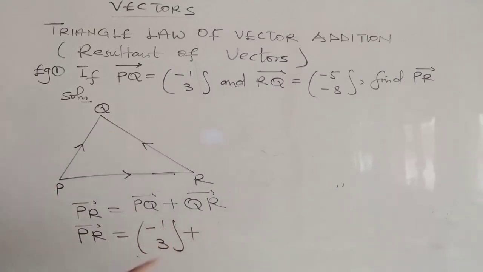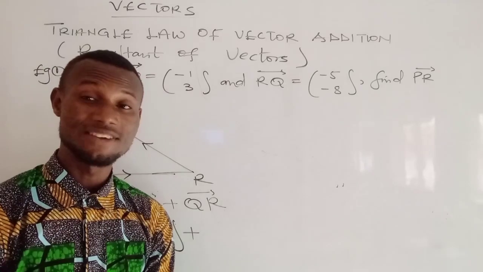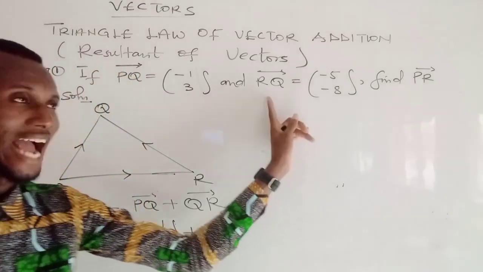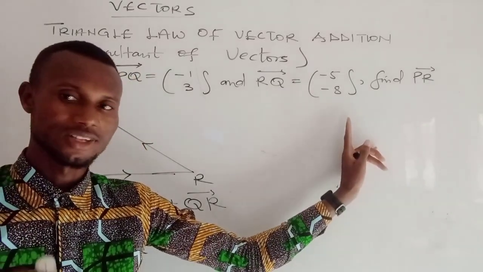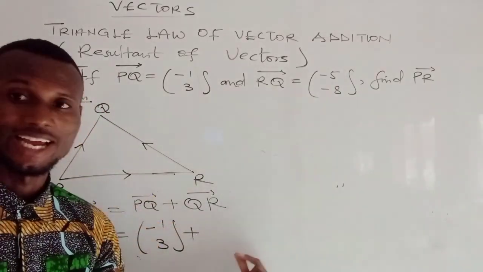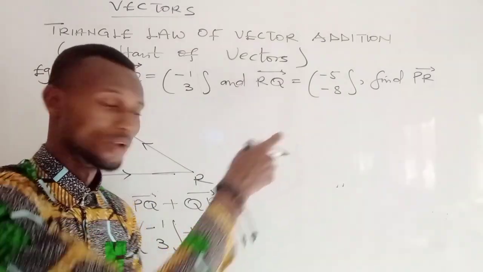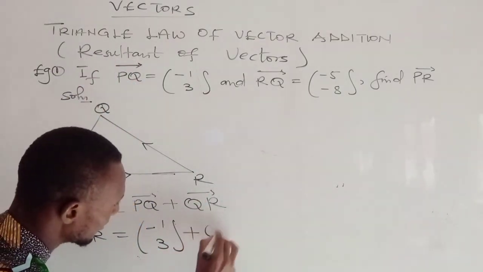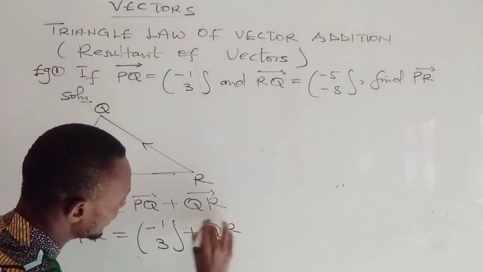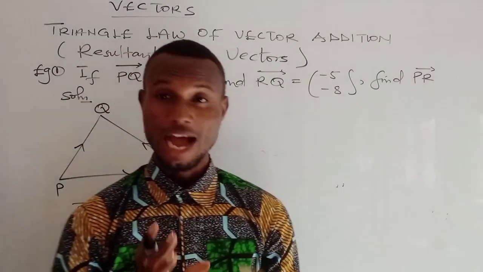Then plus, do we know QR? No, we don't know QR. We were not given QR. We were given RQ. So you cannot assume that it's the same as QR and go and put it there. No, it is wrong. We're not given QR, we're given RQ. Okay, so just repeat your QR, which you were given here. I hope the explanation is clear enough up to this point.